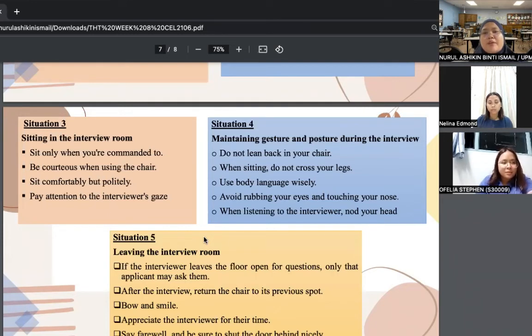Next, avoid rubbing your eyes and touching your nose. And when listening to the interviewer, nod your head.